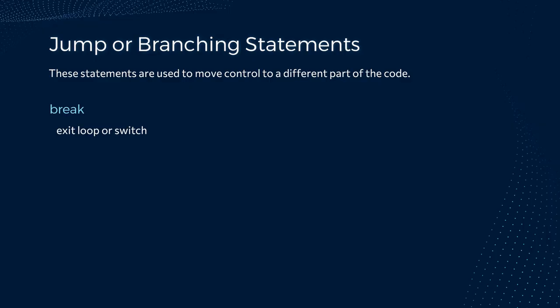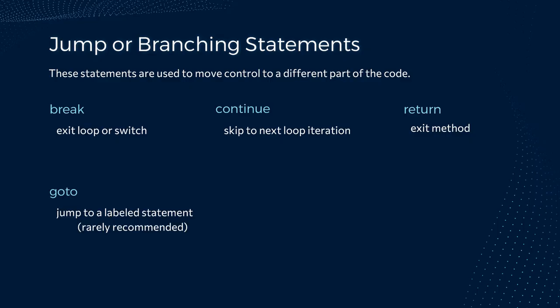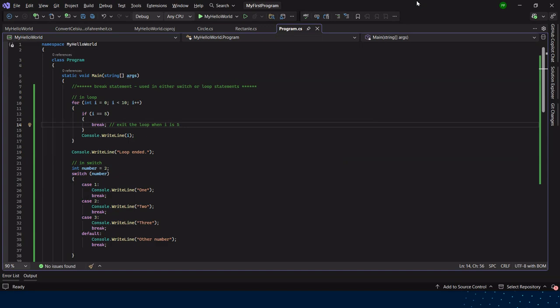The first one is break, and this statement is used in a loop or in a switch case. Continue is used to skip to the next loop iteration, and return is used to exit from the method. Goto statements are used to jump from one place to another in a labeled statement, basically, and it is rarely recommended to use. And throw is used with exceptions. So when there is an exception, then the throw keyword can be used there. Okay, so let's see all these things in action.